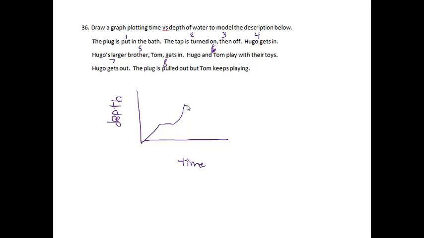So the depth of the water is pretty much going to stay the same, but if they're playing with their toys, I'm guessing there's some splashing going on, so it might be going up and down a little bit. And then Hugo gets out. Well, if Hugo gets out, the water level is going to go down again. And then the plug is pulled out, but Tom keeps playing. So the plug is pulled out, eventually it's going to go back down to being no water. So your graph should look something like that.